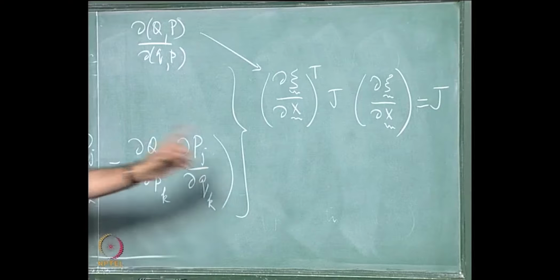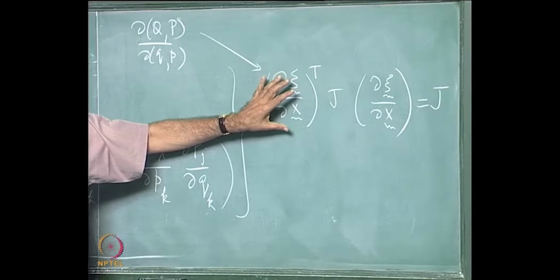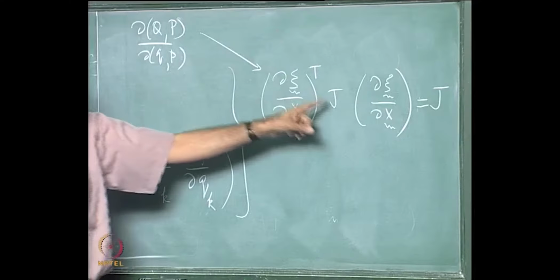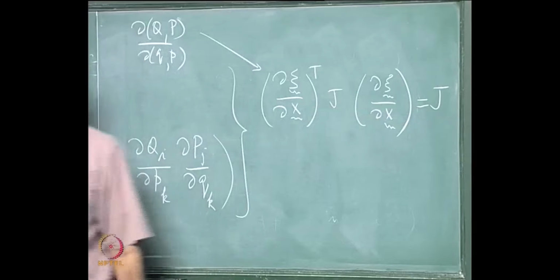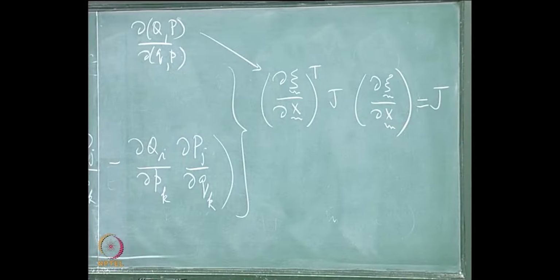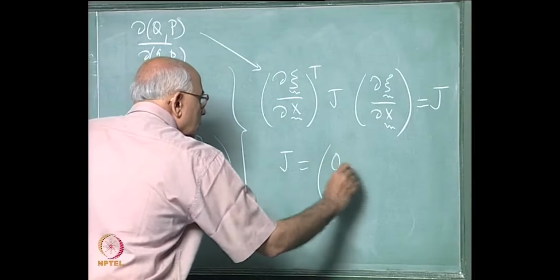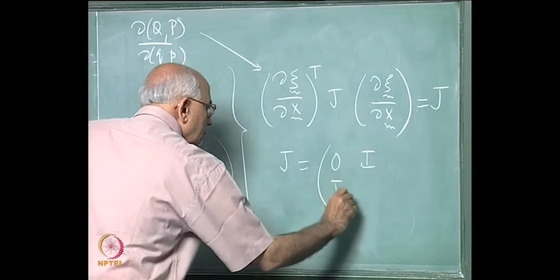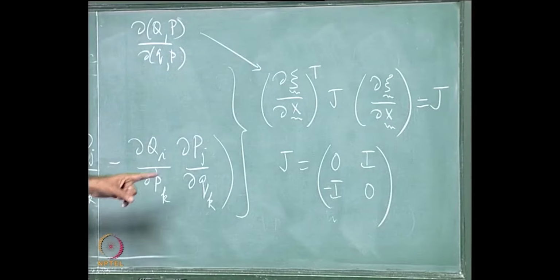Now what does this tell us? This quantity is a 2n by 2n matrix. Its transpose with a J in between times the matrix must be equal to J itself, the same matrix J, and recall that this J was equal to 0, the unit n by n matrix, minus that, and 0. It was a 2n by 2n matrix of this kind.